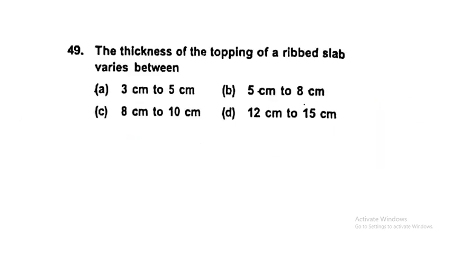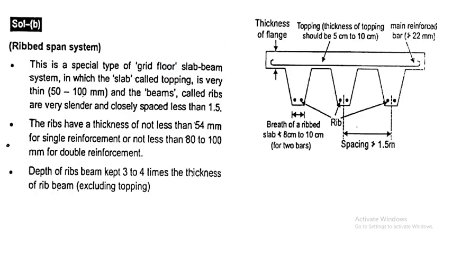Okay, so the thickness of the topping of a ribbed slab varies between, this is a repeated question. So what is the slab thickness? This is a ribbed span system, a special type of grid floor slab system in which the slab is called the topping. You can see the thickness of the flange, the topping, should be 5 centimeter to 10 centimeter. This is the slab, right? We can say that is the thickness of the concrete topping.